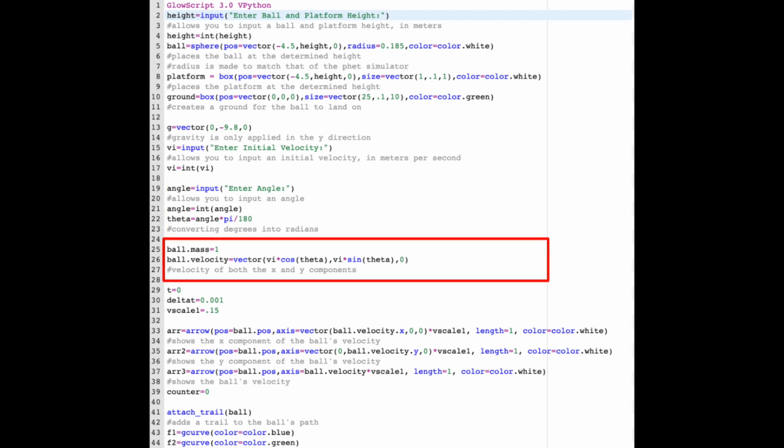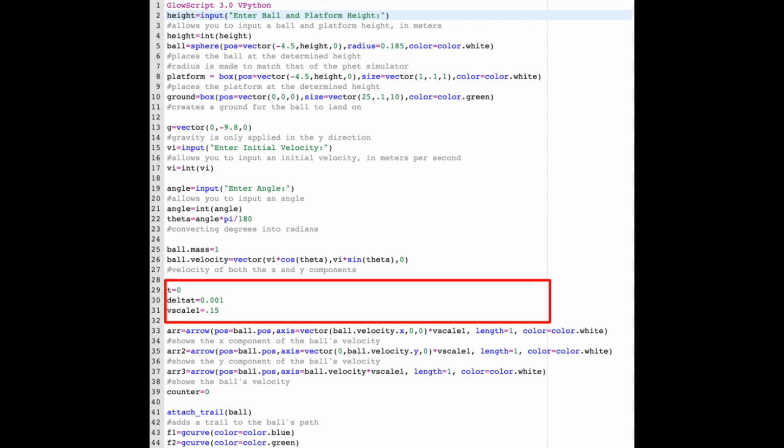This next line gives the ball a mass. The line following it focuses on the velocity of the ball. It makes the ball's velocity a vector, then uses the initial velocity to divide it into its x and y components, where its velocity in the x direction is the initial velocity times the cosine of theta, and the velocity in the y direction is the initial velocity times the sine of theta.